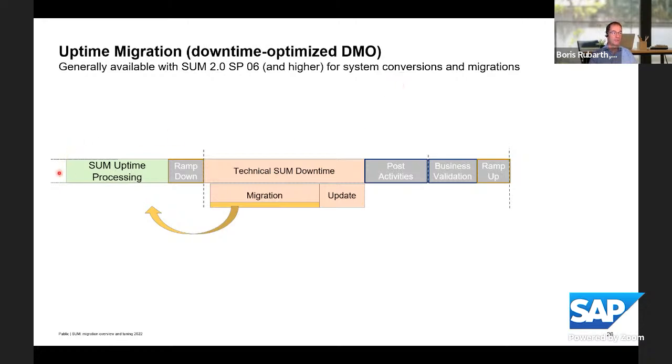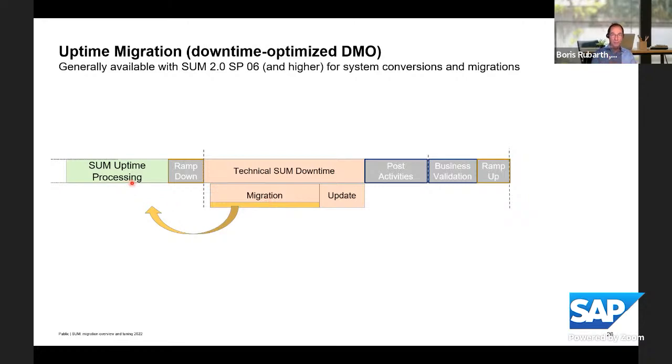First, let's have a look at this illustration. The uptime processing of the tool is quite long, longer than shown here. That is the time where also the shadow system is being built up. Then we have the ramp down. And during the technical downtime, we have the migration part and the update part here and post activities. Now, uptime migration means we select large application tables that should already be migrated in uptime to reduce the downtime.